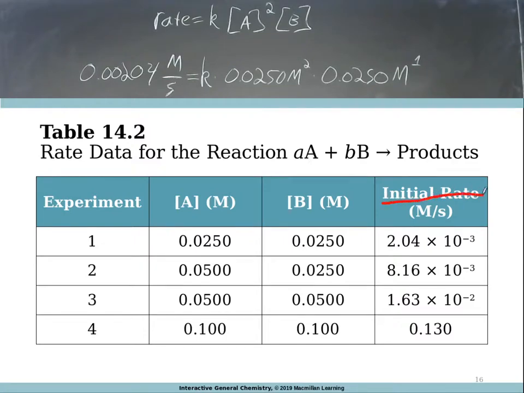You'll notice on our data table here, this was the initial rate. Because the rate changes over the course of the reaction, you'll want to make sure that you consistently measure that reaction rate in that first earliest interval that you can. Okay, and that is section 14.2.